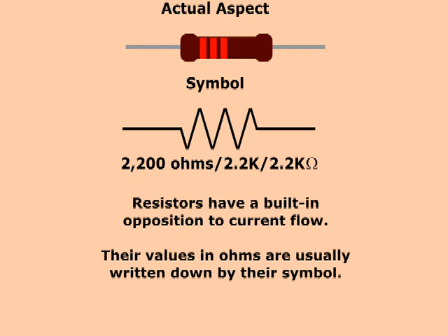The symbol for a resistor is a broken line. The resistance value in ohms is usually noted on a schematic diagram next to the resistance symbol. The quantity can be written in full or abbreviated, using the letter K to indicate thousands of ohms.